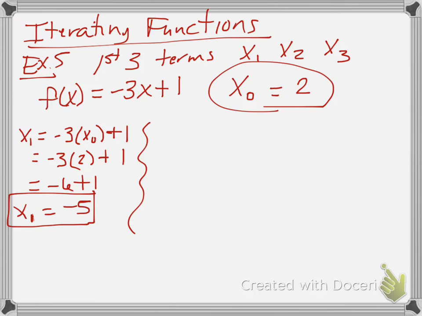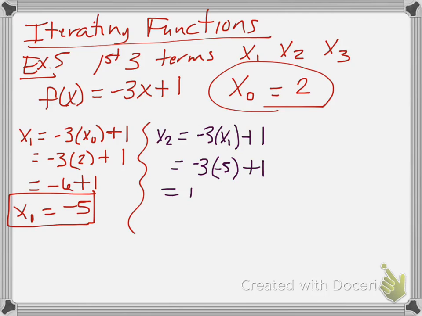Then I'm going to look for x sub 2. Negative 3 times x sub 1 plus 1. Negative 3, who's my x sub 1? Negative 5 plus 1. 15 plus 1, which gives me 16. So my x sub 2 is 16.